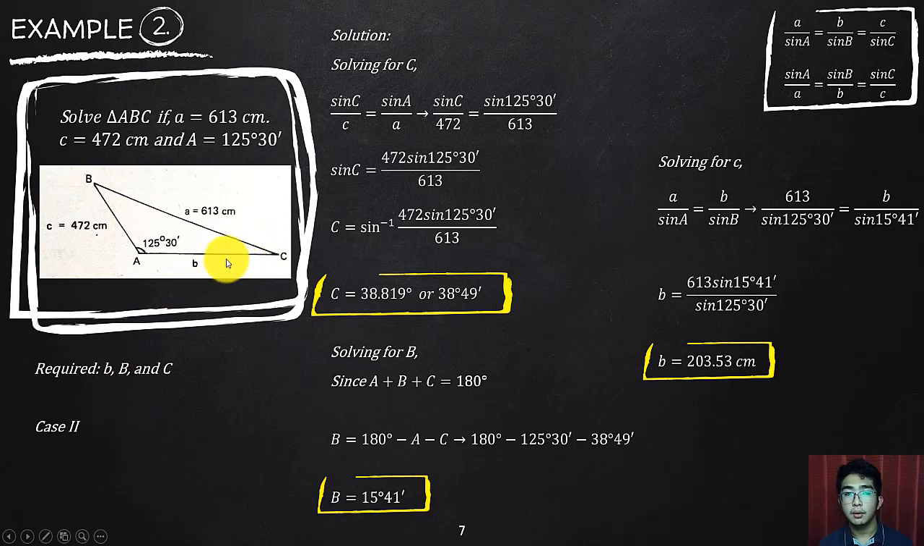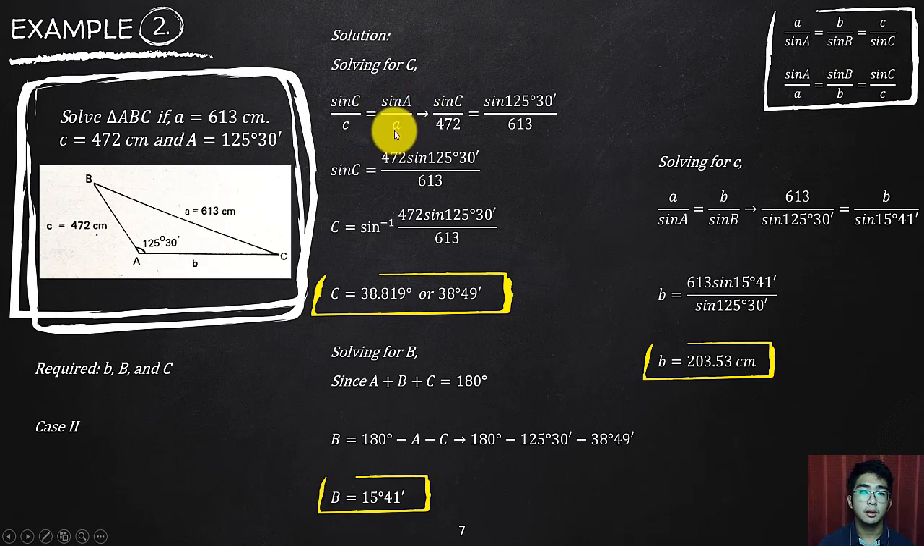So again, we're going to use the law of sines to solve for the unknowns. Where can we start? What is given? Side A, side C, and angle A. I think we can already relate sine angle C. So let's use this one: sine angle C over side C is equal to sine angle A over side A.